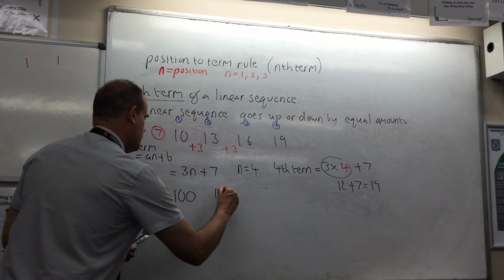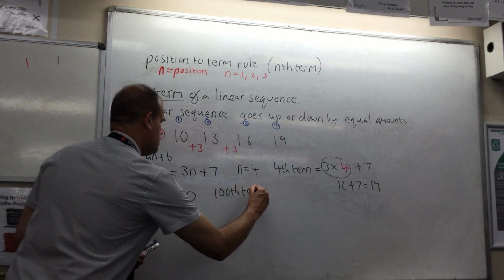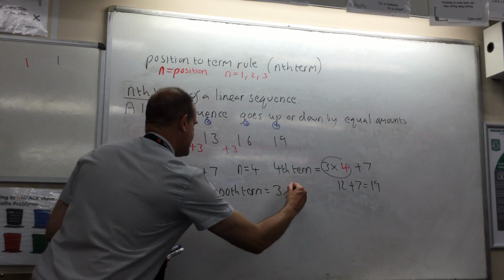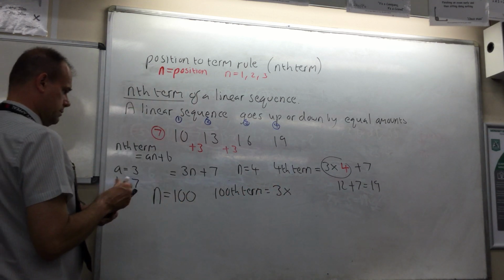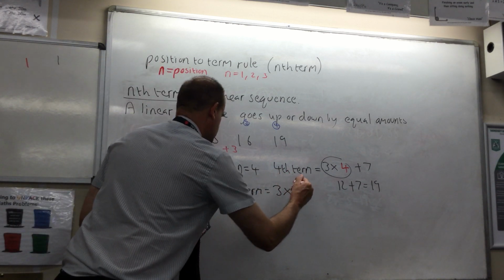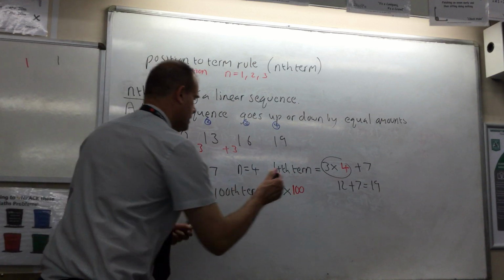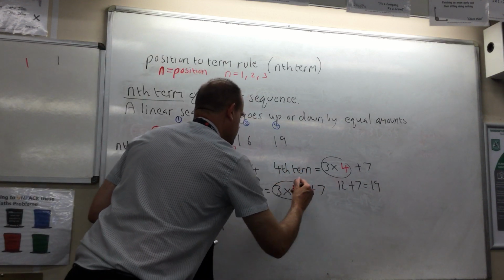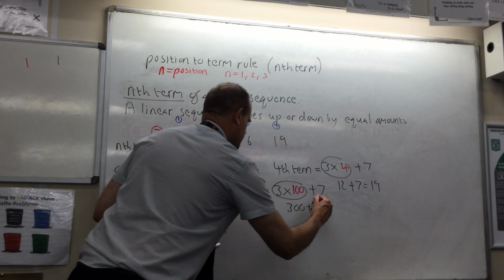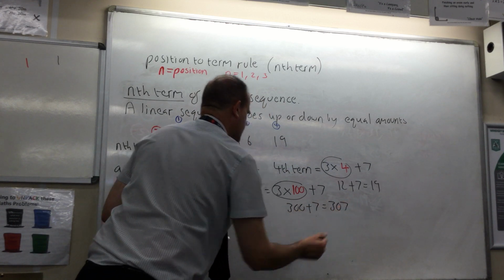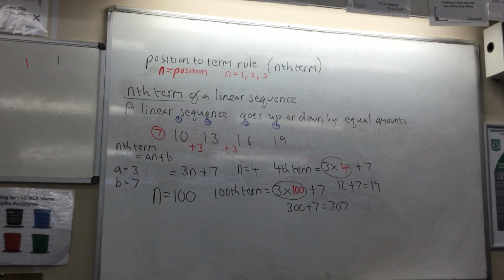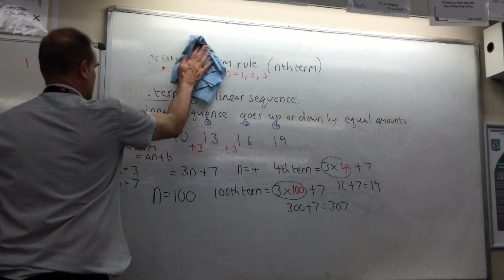So the 100th term is equal to 3 times n, and I'm going for the 100th term, so n is 100. Don't forget to add on 7 at the end. 3 times 100 is 300, plus 7, look how quickly I've got there, 307. Okay, that includes all the sequences work which I've done on the test.